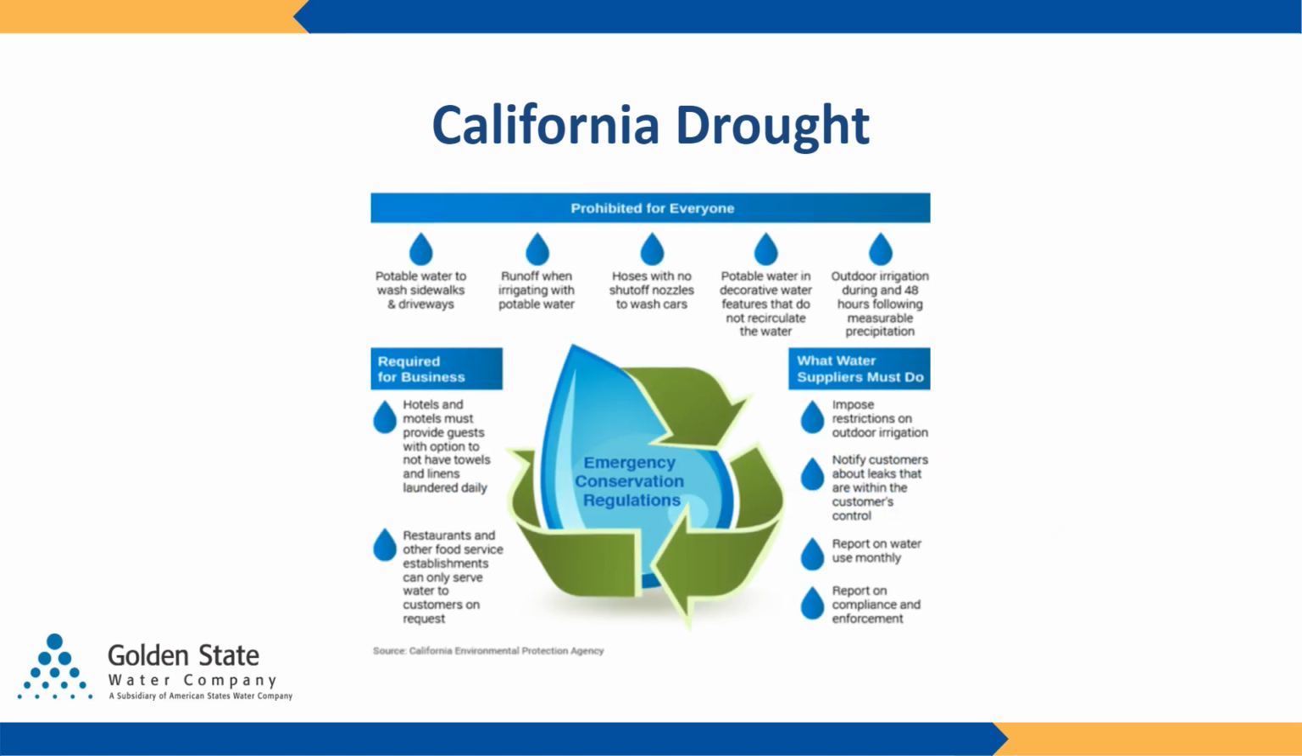The State Water Resources Control Board adopted emergency conservation regulations. Emergency conservation regulations list activities that are prohibited for everyone, as well as activities that are required for the business, and activities that water suppliers like Golden State Water must do. Let's review each.